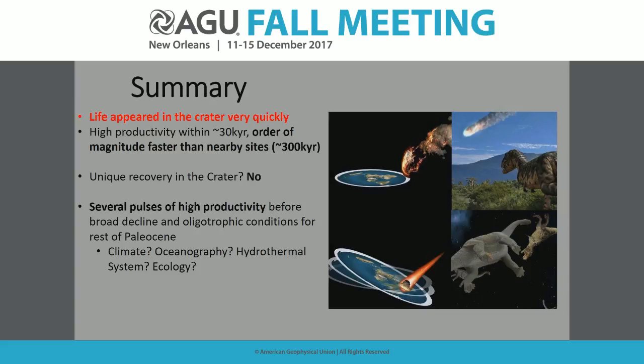And the question, of course, that remains is what's causing that? Is it climate or oceanography locally? Maybe the hydrothermal system is providing nutrients for a while, and as the hydrothermal system cools off, you lose that source of nutrients and productivity declines. Is there some ecological internal component to this? And that's what we want to investigate next. So thank you so much.